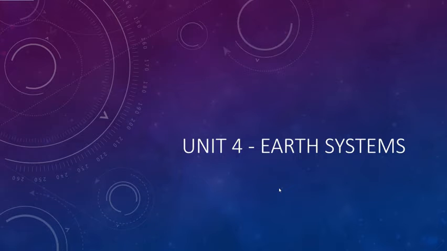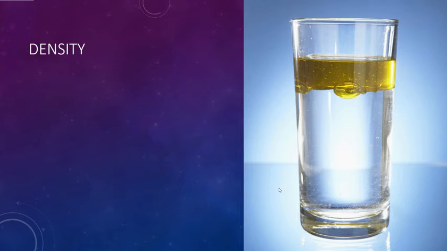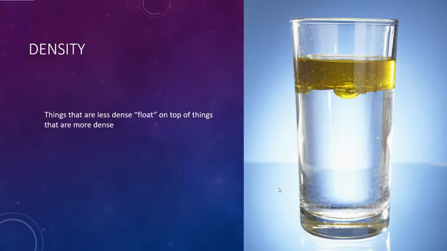This is the first screencast for Unit 4, so we'll get to 4.1 in a moment. But to introduce Earth systems, excuse me, we need to talk about density. It's important to know that things that are less dense float on top of things that are more dense.